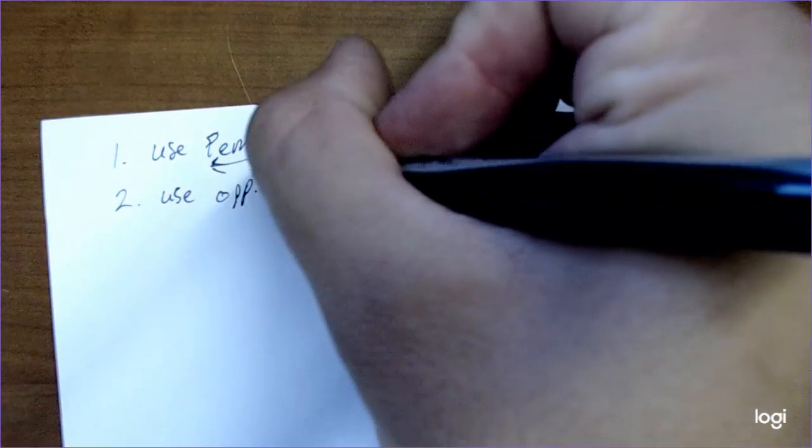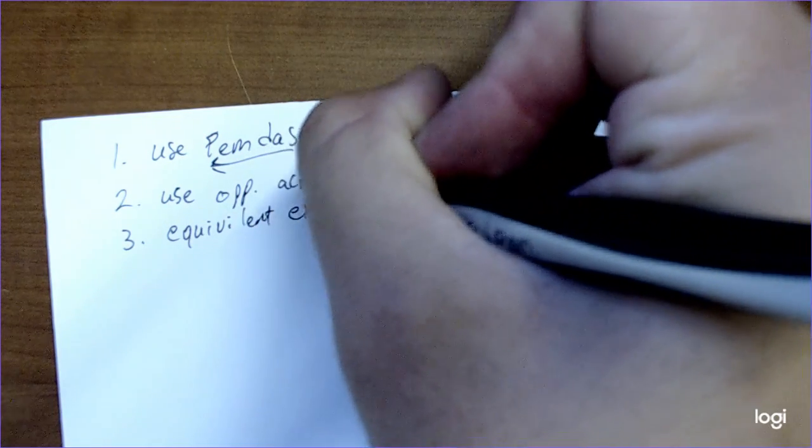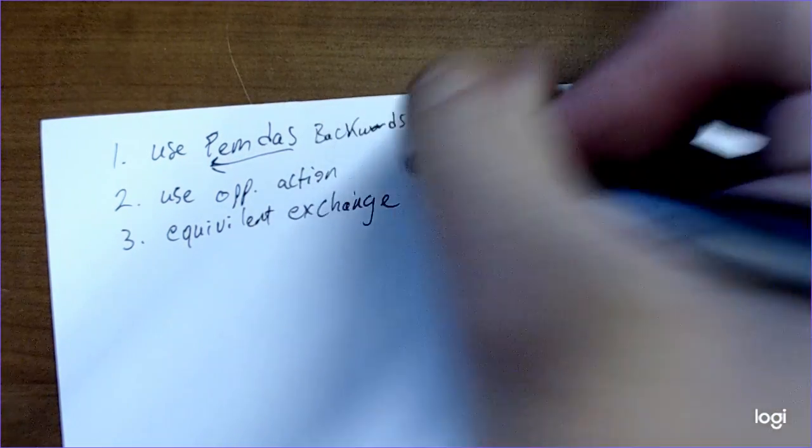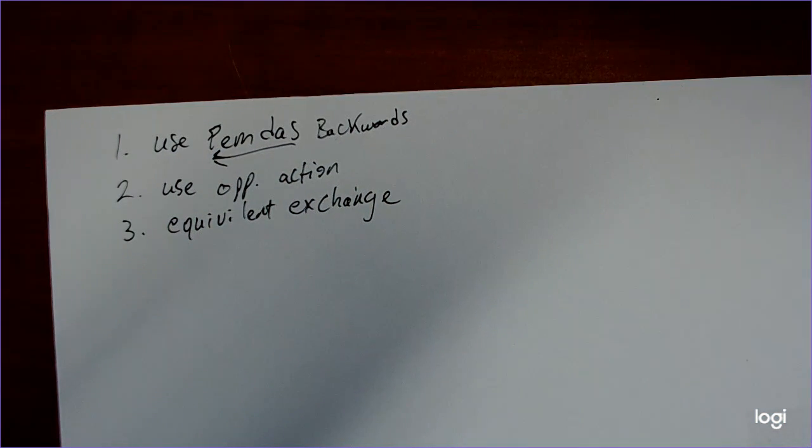Then we're going to use the opposite action to solve. And then three is equivalent exchange: whatever we do to one side, we do to the other. Luckily, our initial equations with x squared will let us start right at these steps. They're not going to require any crazy rewriting just yet. So let's look at an example equation.